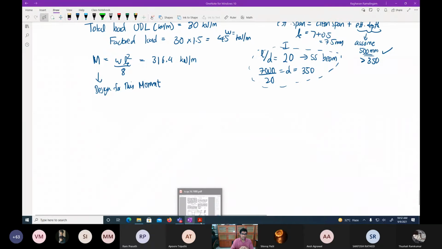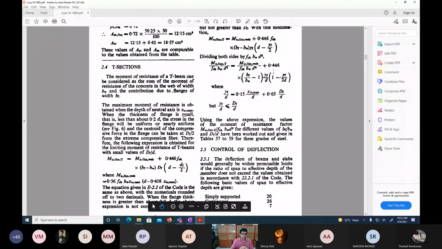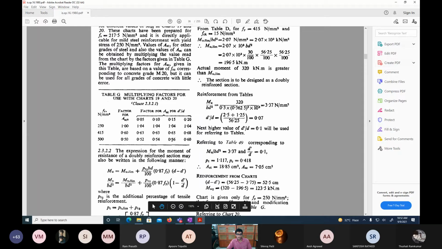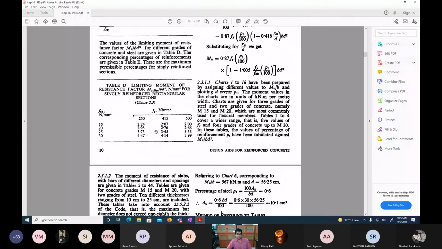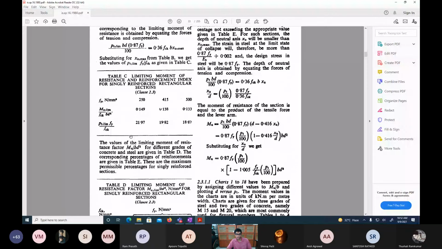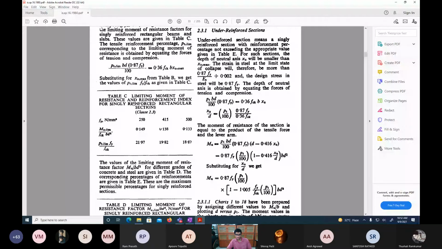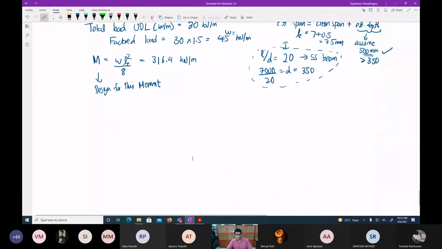The easiest way is first to set it equal to your limiting moment. It's easier if you remember this, but even if you don't remember it, you have this Table C. Using Table C, you can decide what your dimensions should be. So you set this equal to Mu limit.